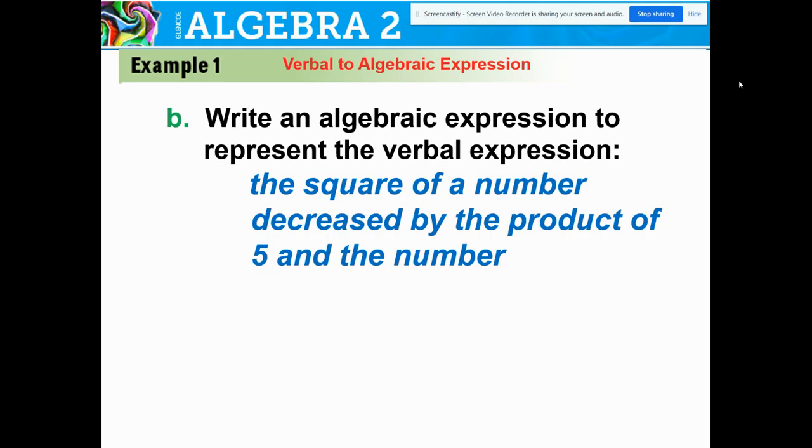Example 1, part B. Write an algebraic expression to represent the verbal expression, the square of a number decreased by the product of 5 and the number. Using the variable x again, that would be x squared minus 5x. The product is when you multiply.